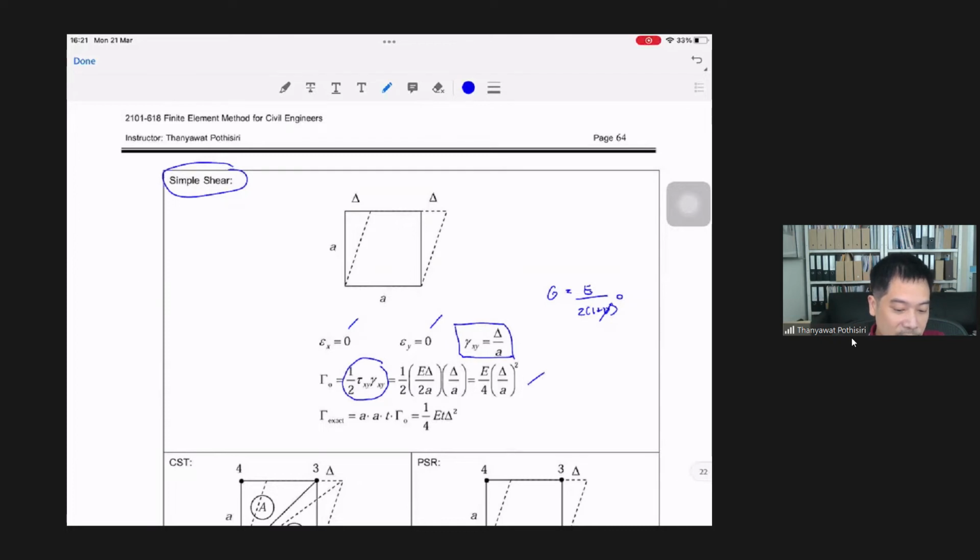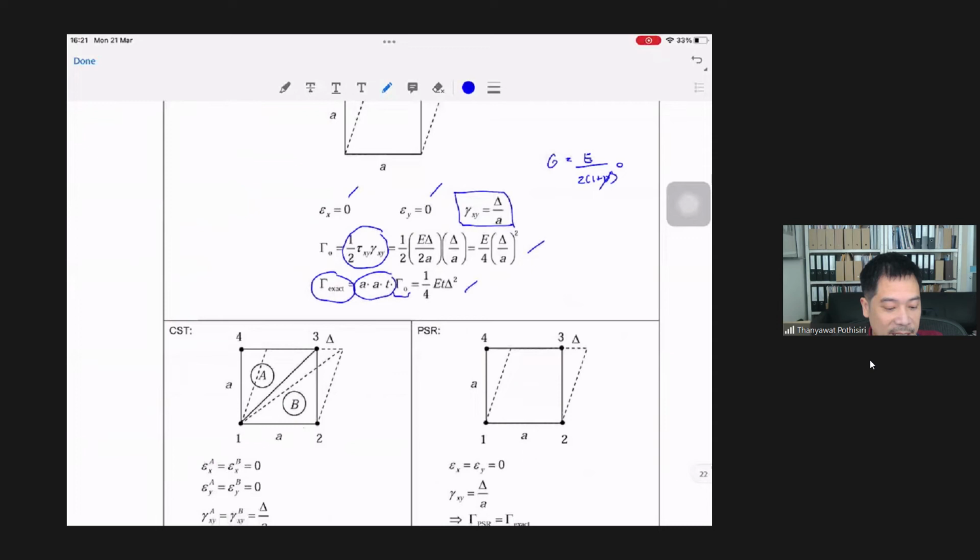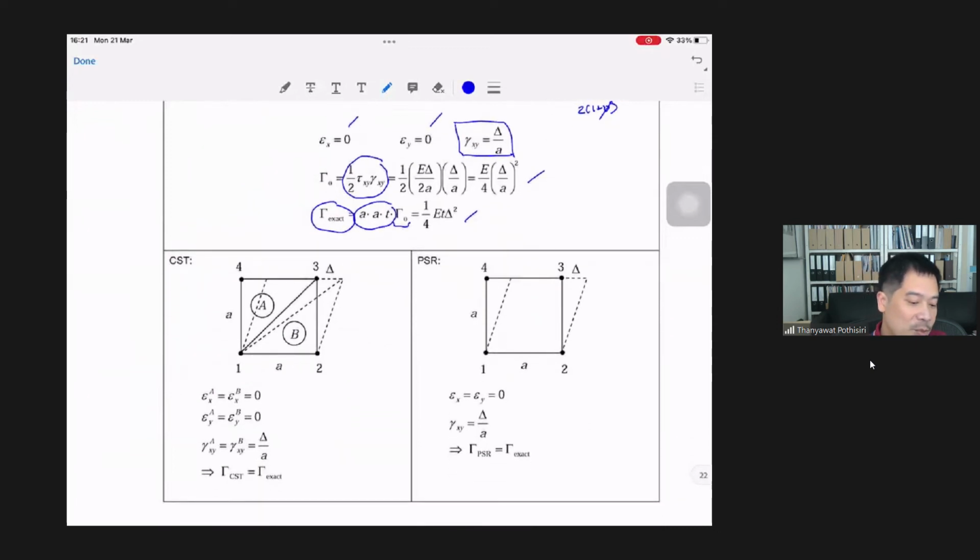So you can also compute the strain energy for the total structure by, again, multiplying the strain energy density function with the volume, because you have a constant strain energy density in this case. Okay, so you get this term for the exact strain energy for simple shear. Now we try to look at the finite element models by using CST elements and PSI elements.